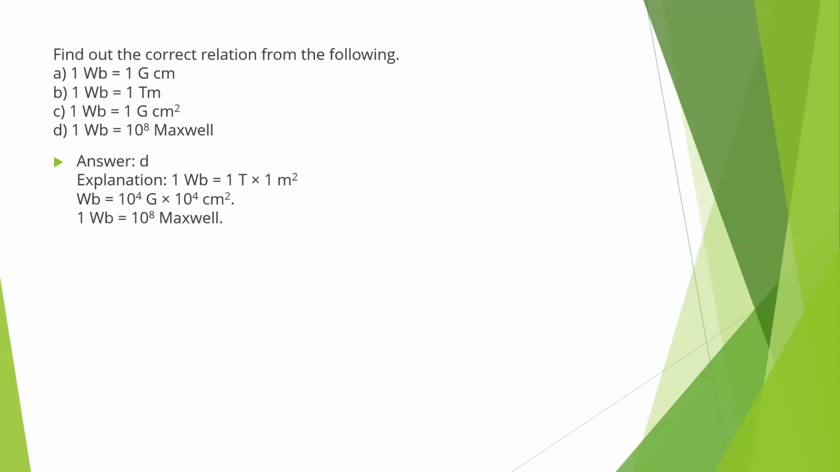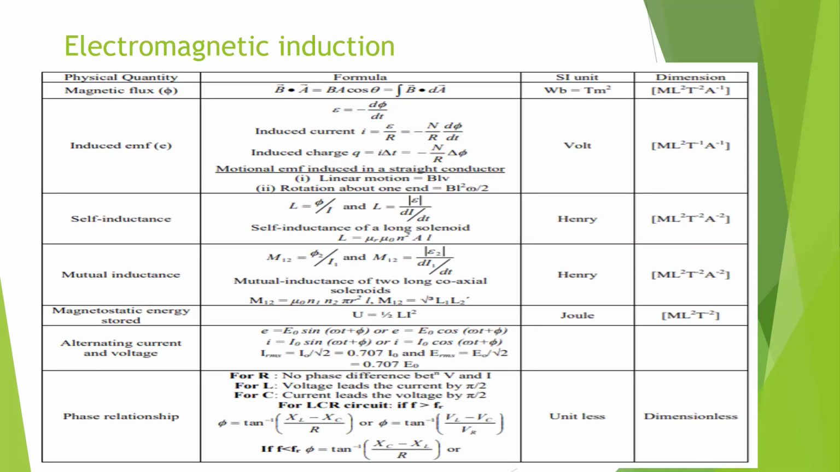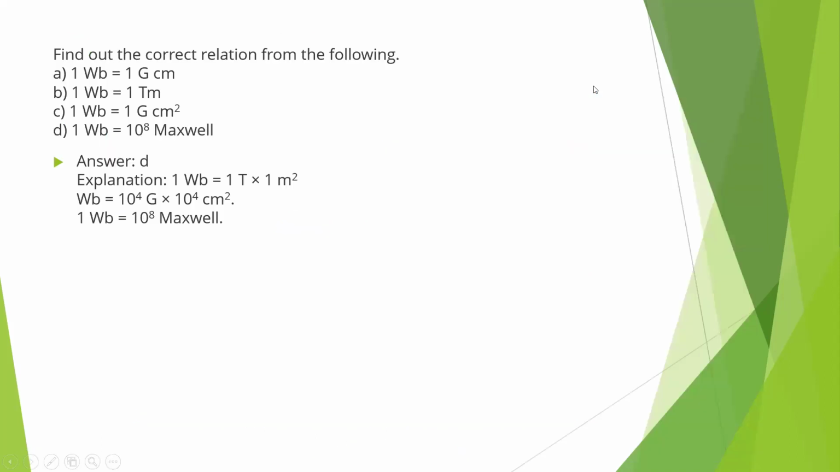This is a direct question. Find out the correct relation from the following. Here you can see the direct equation: 1 Weber is equal to 1 Tesla meter square.